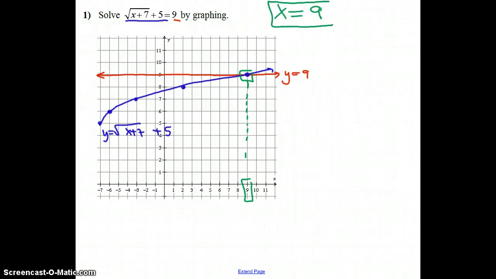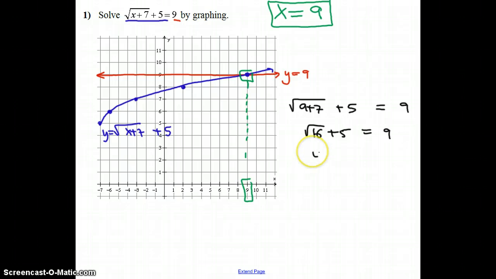And what I'm going to do is double check by substituting the 9 into my equation. So first I'm going to check the left side. And my right side is 9, so 9 plus 7 is 16, so square root of 16 plus 5. And I get 4 plus 5, which is 9, and it works out. And remember that the 9 is the y value that we get for the left equation and the right equation, and that's why they intersect.